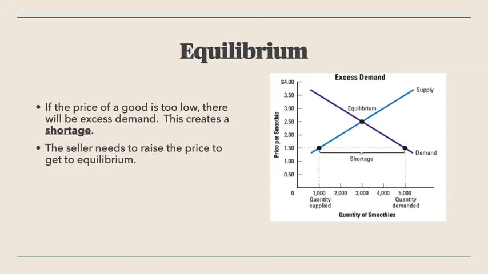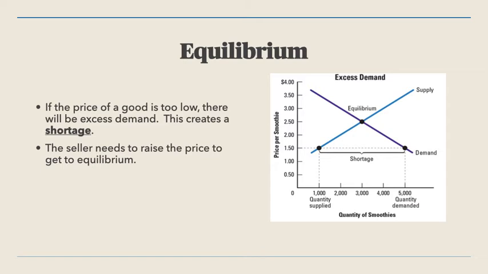The seller's not able to make and sell enough to meet the demand. So the seller needs to raise their price in order to get to equilibrium, right? They're going to realize, hey, you know what? There's a lot of demand. If we raise our price, we can make more money. So they will raise the price to $2.50 and they will hit that equilibrium point.